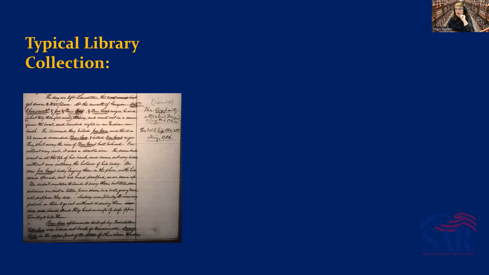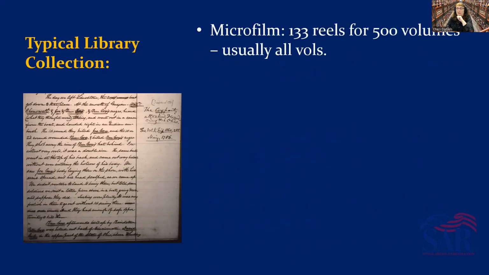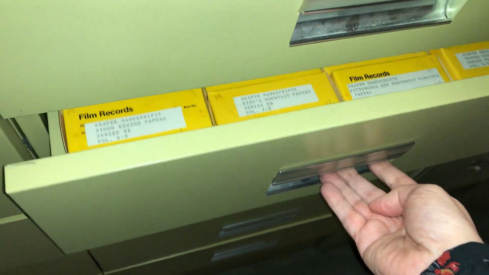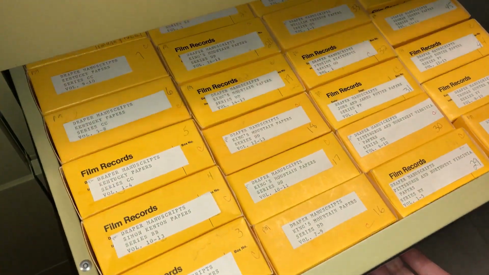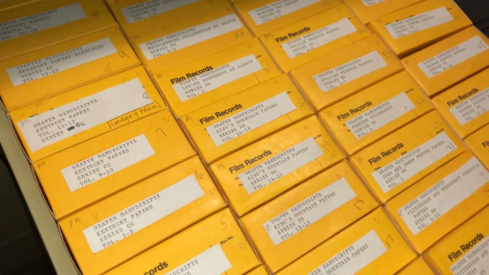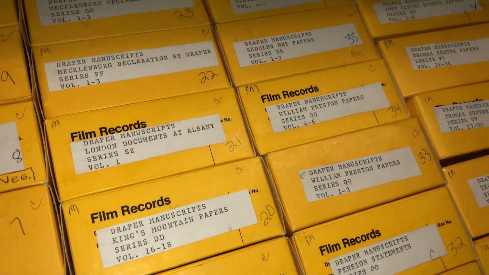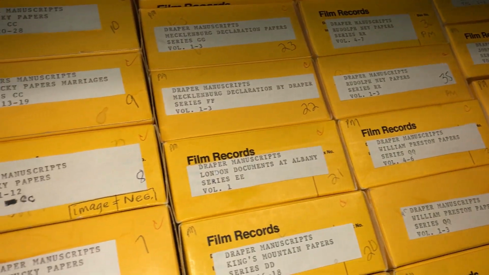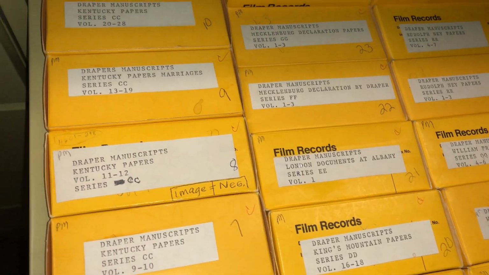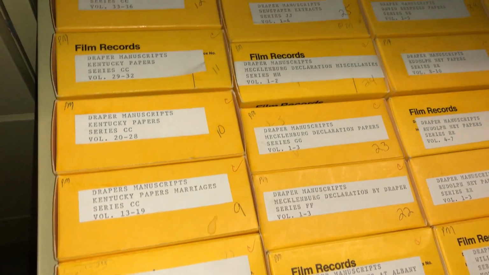So, a typical library collection is on microfilm reels, depending on where you get it from. I know the University of Wisconsin has 123 reels. Some of us have more than that. It depends on when they were purchased and who the distributor was. So, 133 reels for roughly 500 volumes. And yes, the collection usually has all volumes in it.